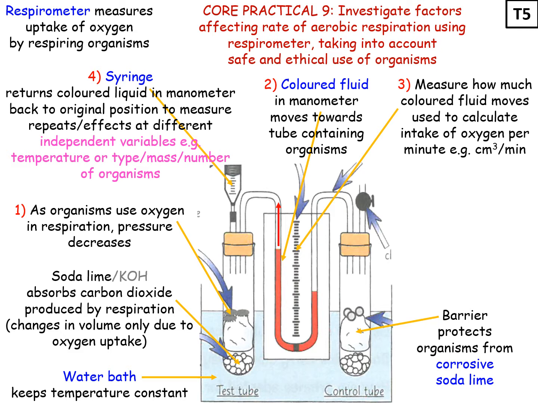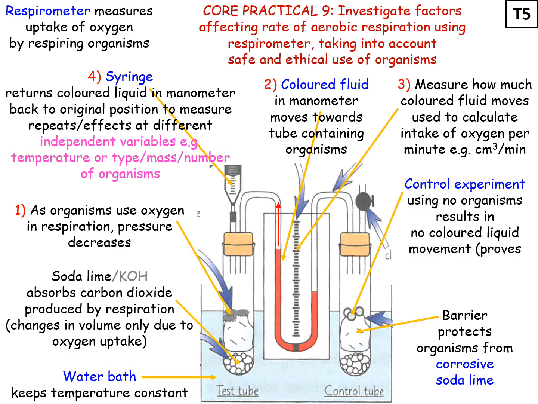The experiment that is being done causes the colored fluid in the manometer to move towards the tube containing the organism due to the organism respiring. To check that it's the organism that's causing the movement of the colored fluid, you can do the experiment as a control experiment where no organisms are used, and therefore this should result in the colored liquid movement not occurring. And that's proof that the movement of the colored liquid in the manometer must be due to the organisms respiring. So this is a control experiment, not a control variable.